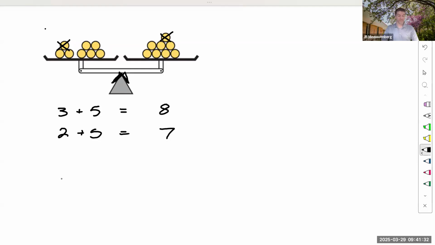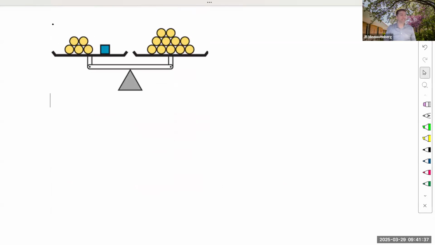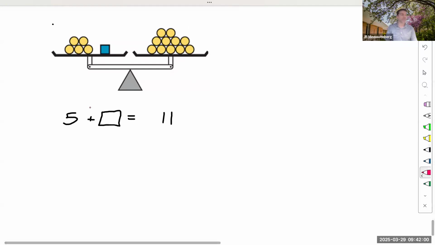What we eventually evolve to is something that looks like this. In this case, we have some of those balls on the left, 5 of them to be exact. But then we have this little block, which we can represent with a square, or we could represent with an x. I'll just use a square for now. But that equals, if you count those, 11 balls on the right. So how would we go about finding how big that block is? That's really the question.